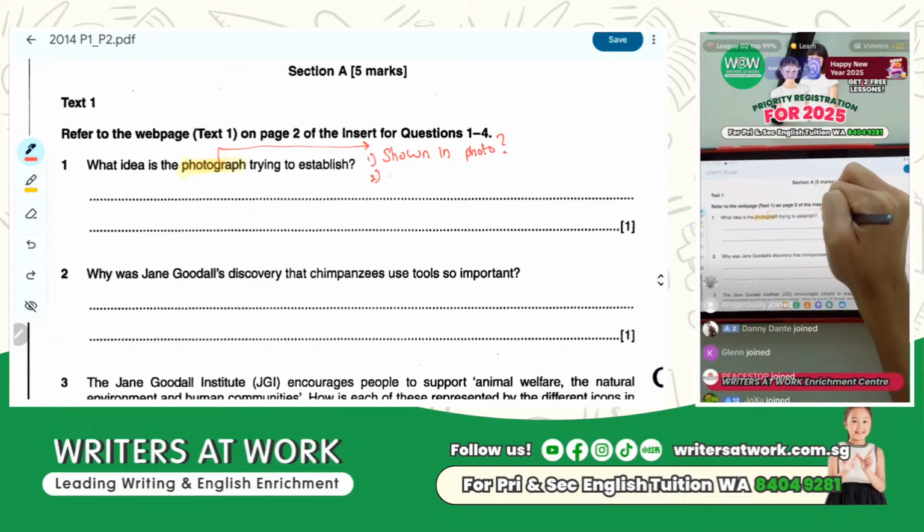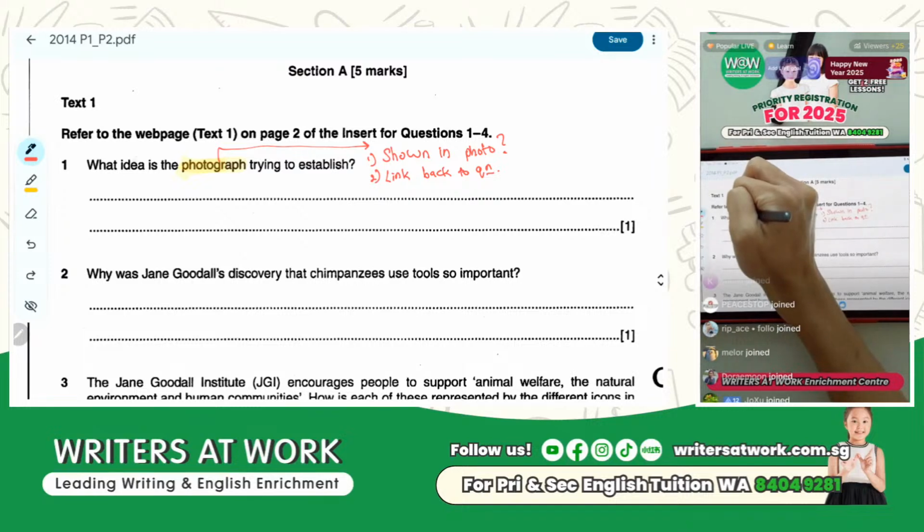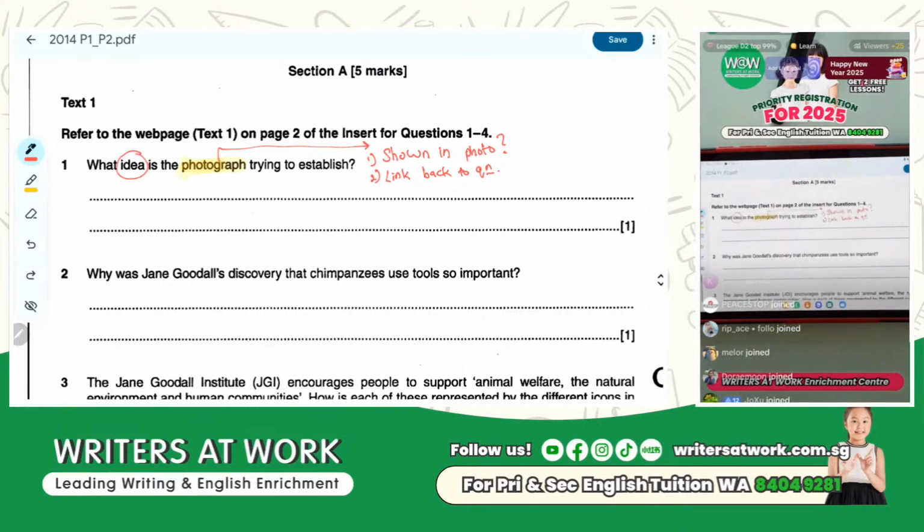Number 2 is how to link back to the question. It's always a two-step procedure when it comes to such questions. The question asks what idea, which means that when you link back to the question, you need to infer from the photograph what you see and how it is related.